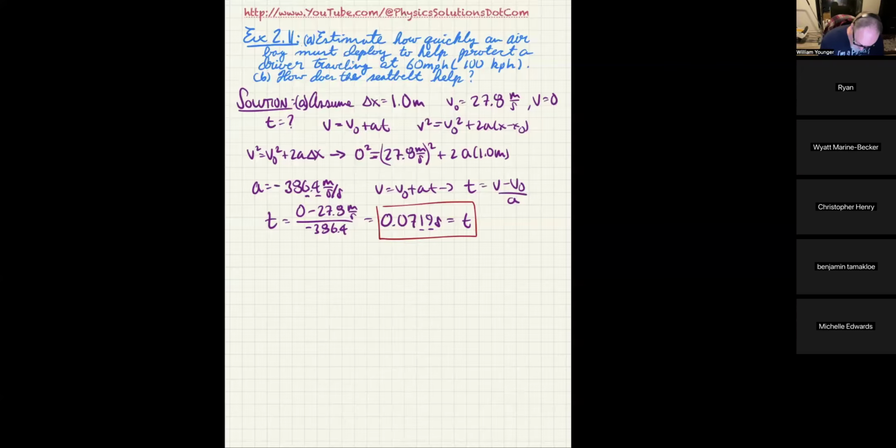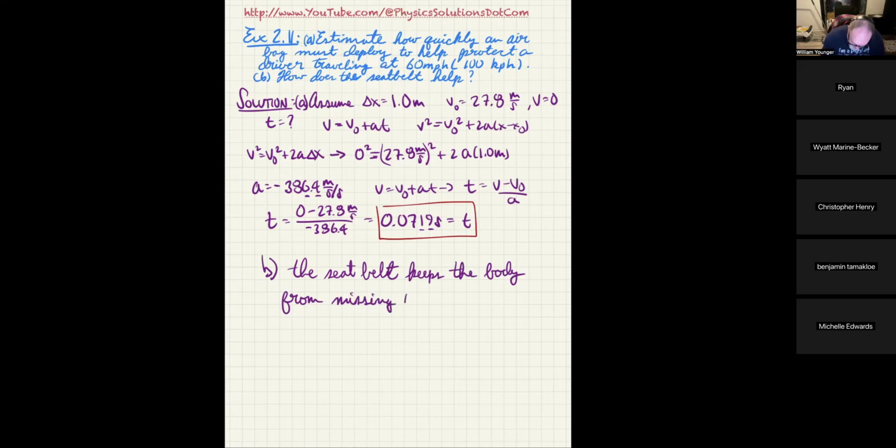So for part B, I'm just going to write down: seatbelt keeps the body, not to be morbid, but it keeps the body from missing the airbag, by going under the steering column and the airbag, or by going to the right of the steering column and the airbag, or to the left of the steering column and airbag, that sort of thing. Anybody have any questions on that?